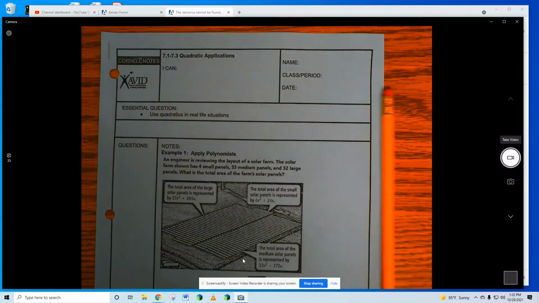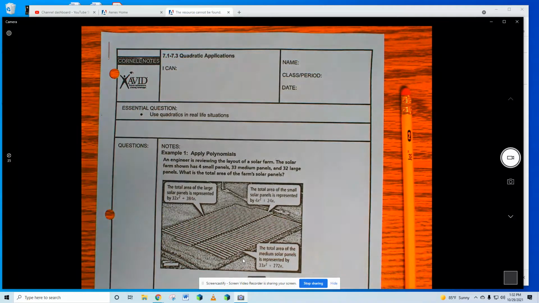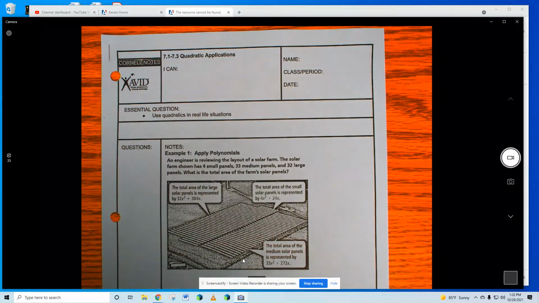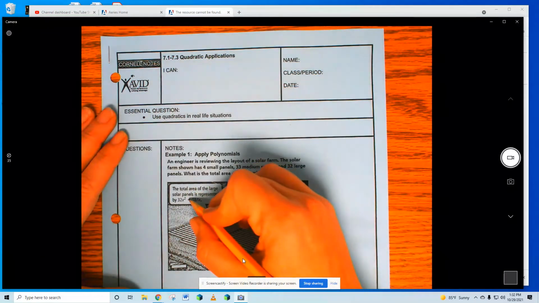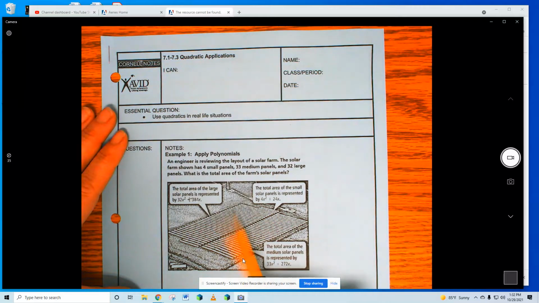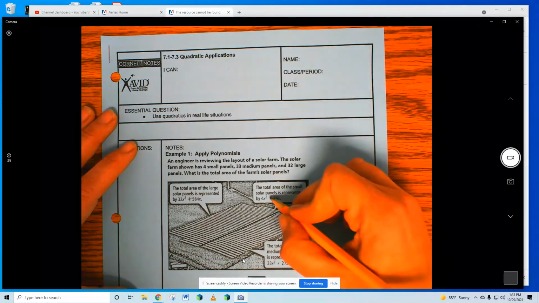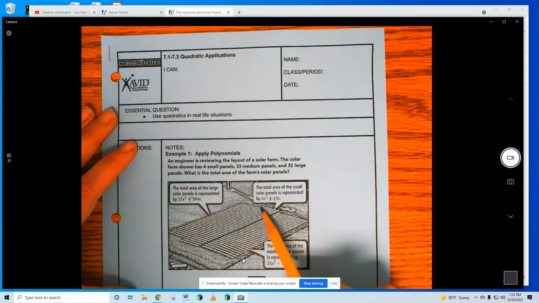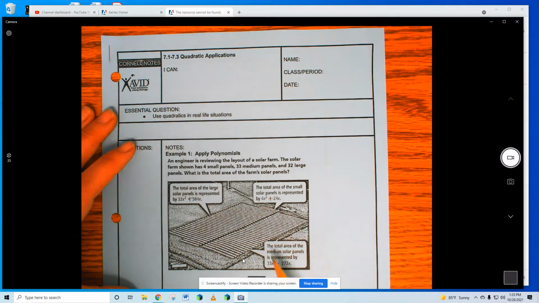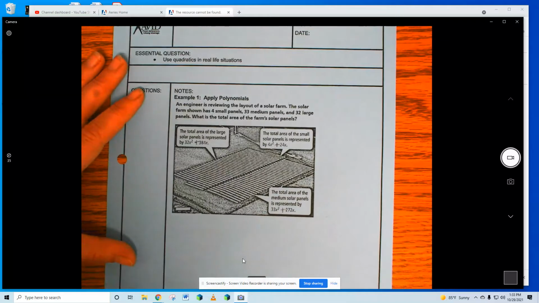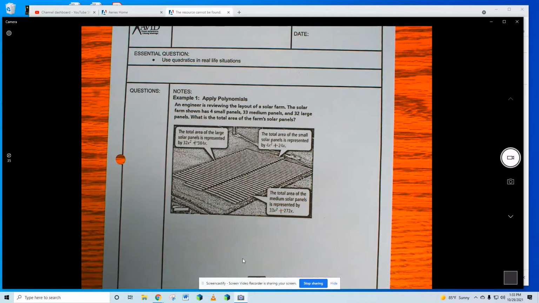So, real life situations with binomials, quadratics, combining like terms, all of that. With all of these solar panels, I have 3x squared plus 38x for my large solar area. My small solar area is 4x squared plus 24x. My medium solar panel is 33x squared plus 272x. So what I want to do is add up all three sections.